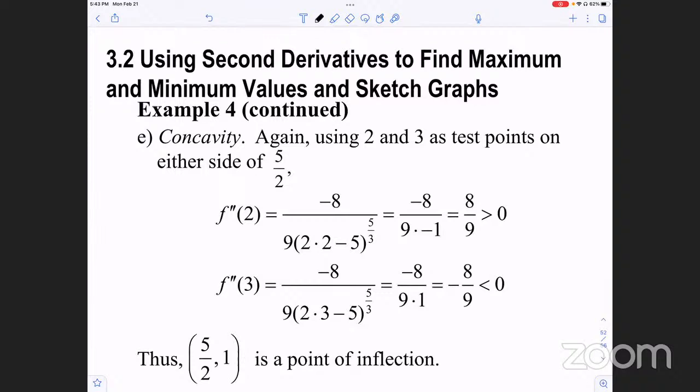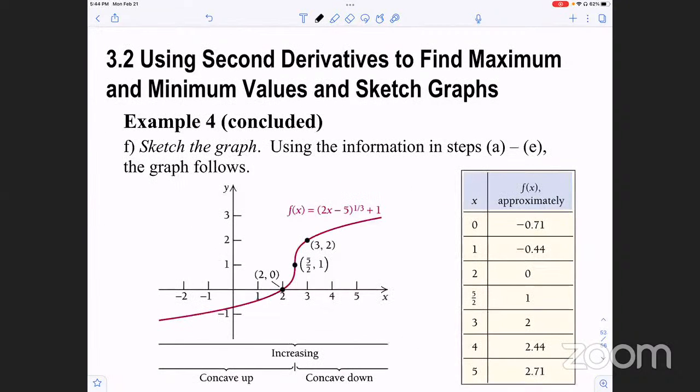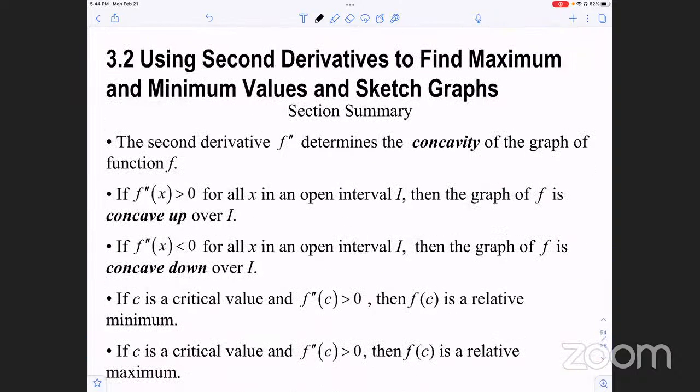On the left of 5/2, the second derivative is positive. On the right of 5/2, the second derivative is negative. So it goes from concave up to concave down. So that means that's our point of inflection. So then you just choose a few additional points and combine them with this point that we found. So we have this point of inflection and you get something like this. All right. Okay. It was a little bit rushed, because I do have to start class in like 5 minutes.